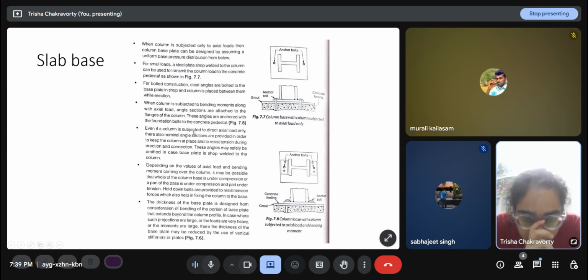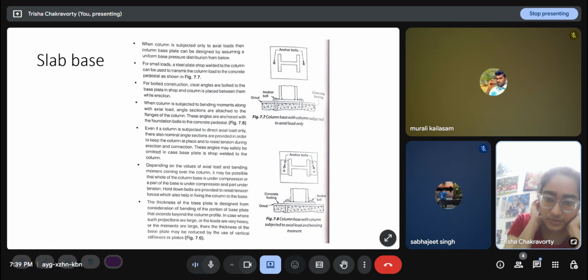Even if a column is subjected to direct axial load only, nominal angle sections are also provided in order to keep the column in place and to resist tension during erection and connection. These angles may safely be omitted in case the base plate is shop welded to the column. Shop welding is assumed to be safer than site welding. We know that from the factors of safety. Also, we see shop welding has lower factors of safety. So I am assuming that it has greater quality control.